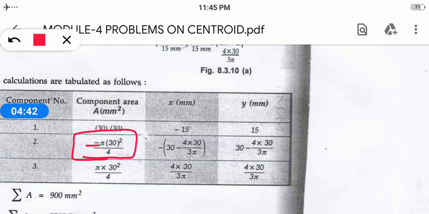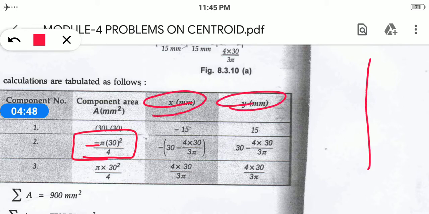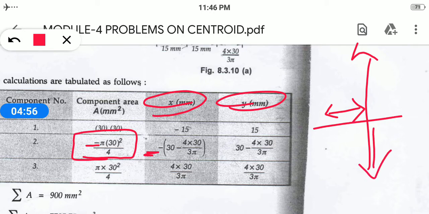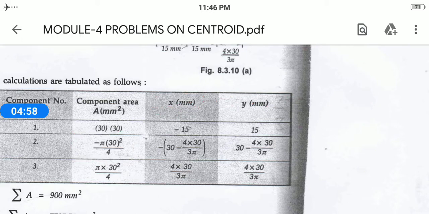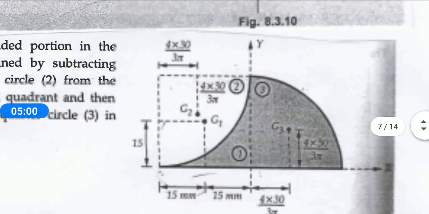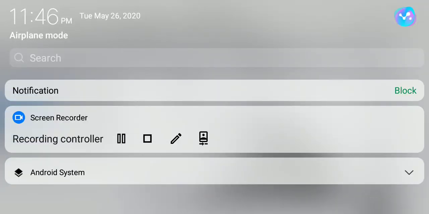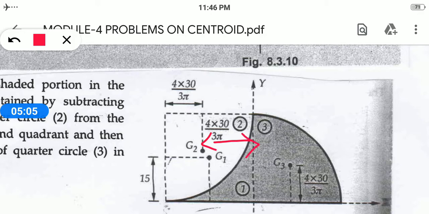When you have to detect the portion, you have to put a minus in front of your area. But for your x and y, when it is on the left side of your axis, you need to put a minus. When it is downwards of your axis, you need to put a minus. But here, this position lies on the left side of your y-axis and the positive direction of your x-axis.